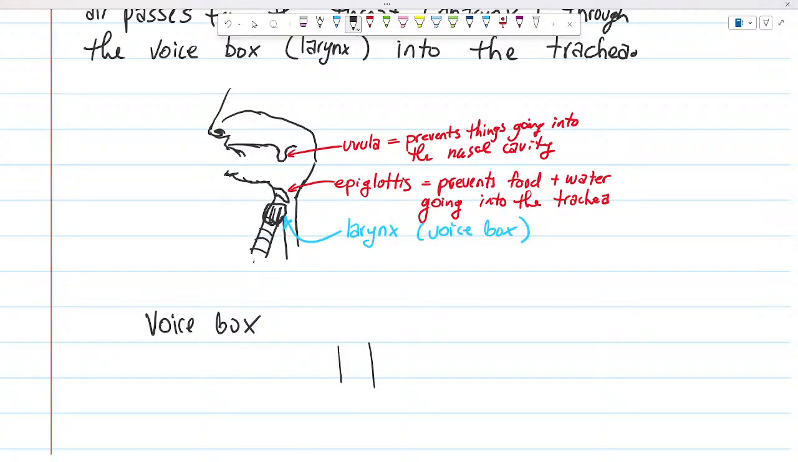The voice box, if you look at the surface of it, is basically an opening like this with two flaps of skin. And those flaps of skin are called the vocal folds.